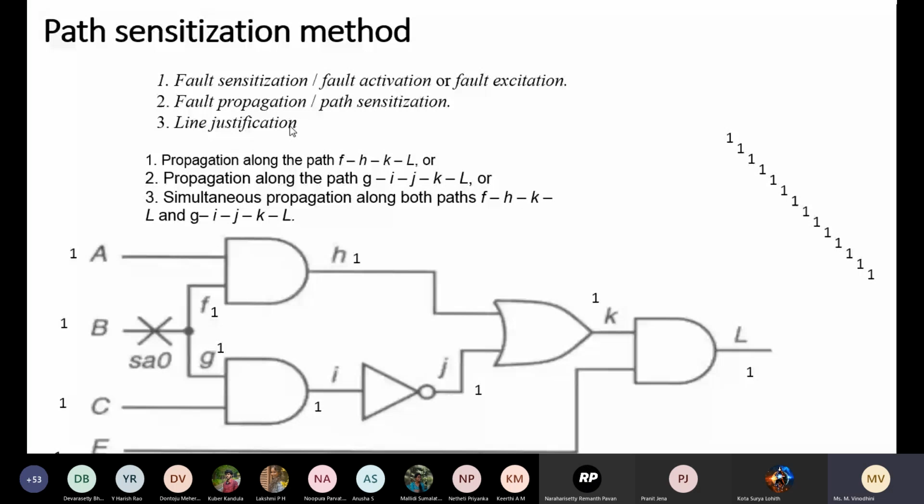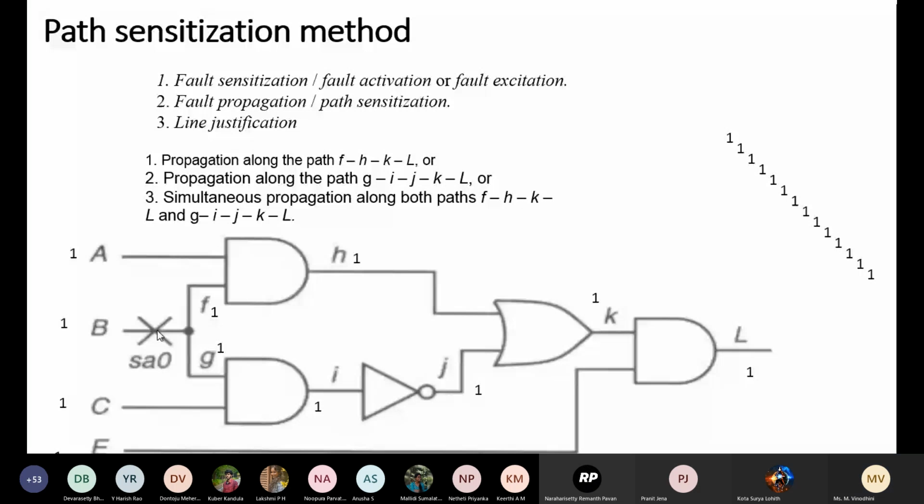Now, before we start with sensitization, propagation, and justification, one more thing we need to do. Suppose this is the circuit given to you, and this is the fault specified in the circuit: stuck at 0 fault at the primary input B. The very first thing you need to do in the path sensitization method is look at the fault site. Check the circuit and see where the fault is present. Fault is present at B, stuck at 0.